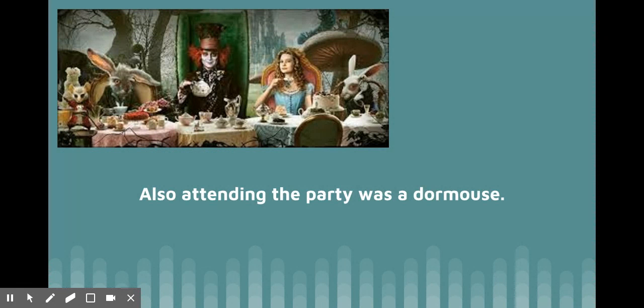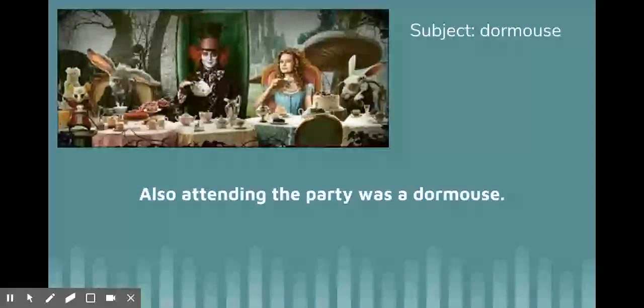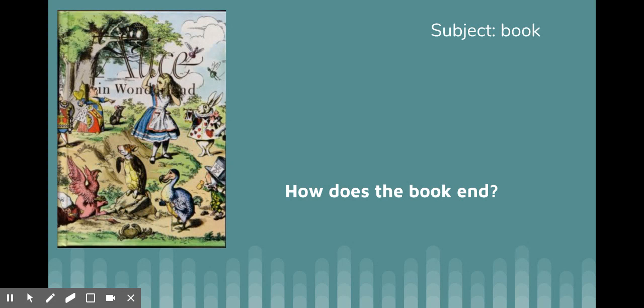Also attending the party was a dormouse. Go ahead and pause. Okay, so in this sentence, what is the subject? The subject is dormouse. How does the book end? Go ahead and pause and see if you can identify the subject. Okay, the subject of this sentence would be book.